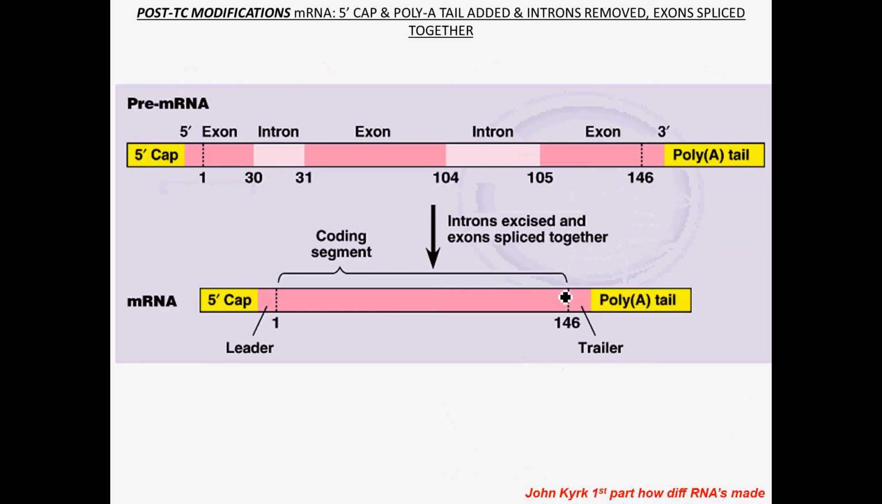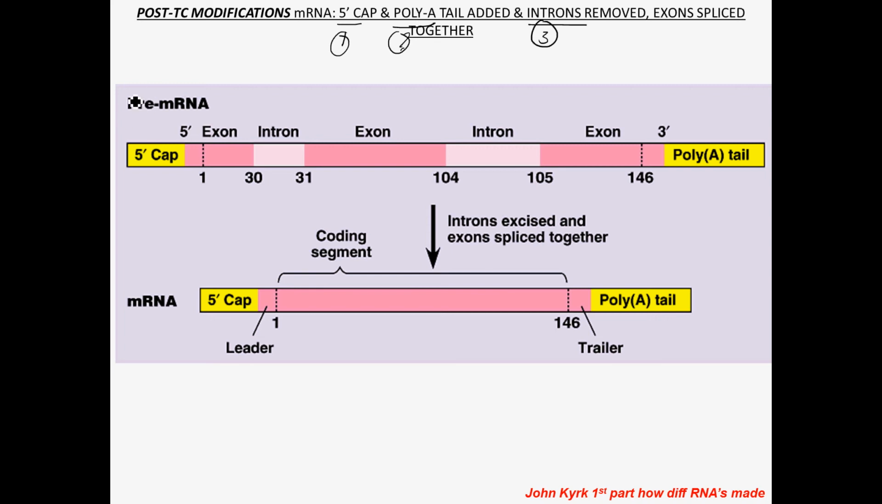So let's take a look and see here what's going on in eukaryotic cells with the modification of the mRNA, or the messenger RNA. So the title up here, post-transcriptional modifications. In the mRNA, we're going to get a 5' cap added, we're going to get a poly A tail added, and then we're going to have introns removed. So there's three things that happen here. One is making this 5' cap, two, putting a poly A tail on there, and then three, removing introns and then splicing those exons together.